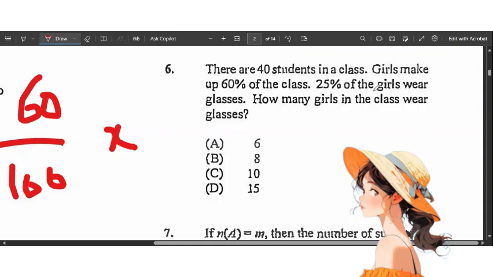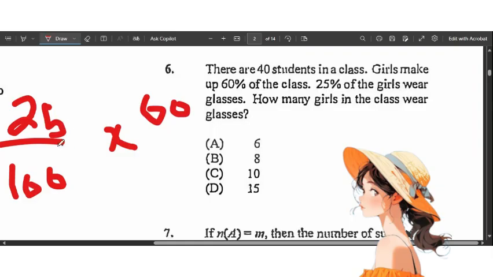Well, you said 25% of the girls wear glasses, right? Girls make up 60%. So this is actually 25%. So we just make sure everything's alright with that. 25 times the 60. Right? And when you do that, the answer you're supposed to get is 6. That would be A right there. If you guys have anything else different, just tell me in the comments below.